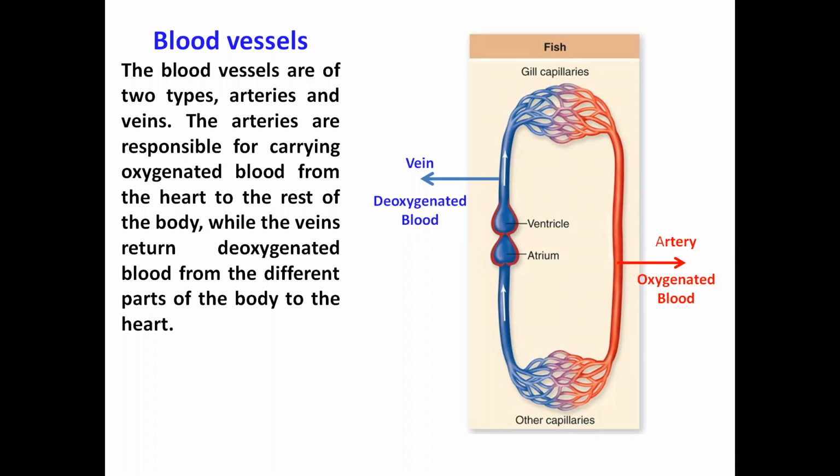But in case of fishes, the heart always carries deoxygenated blood, so oxygenation takes place at the gills. Basically the arteries carry the oxygenated blood from the gills to the other organs, and veins carry the deoxygenated blood from different organs to the heart and then to the gills. So in general, arteries carry oxygenated blood from the heart to the rest of the body, while veins return the deoxygenated blood from the different parts of the body to the heart.